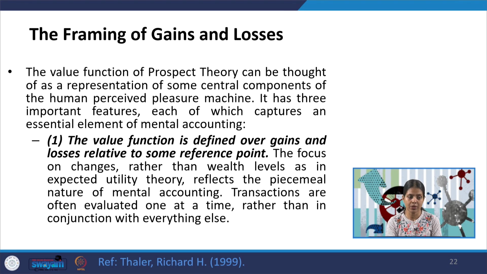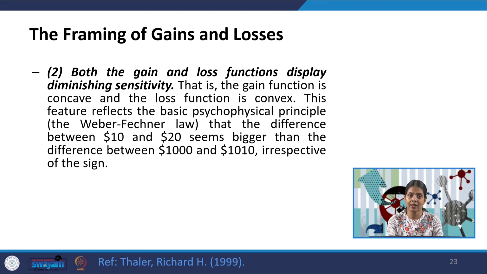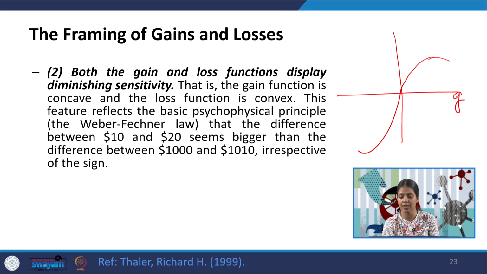Of course, there are situations where we integrate and where we segregate, but then there is always a reference point for processing a particular transaction. Second is that both gain and loss functions display diminishing sensitivity. We have also learnt about it while studying prospect theory. So, the gain function is concave and the loss function is convex. If you happen to remember, we had an S-shaped function like this. This is in the domain of gains and this is in the domain of losses. This is a concave function, this is a convex function. This feature reflects the basic psychophysical principle, which is also called the Weber-Fechner law, that the difference between $10 and $20 seems bigger than the difference between $1000 and $1010, irrespective of the sign.